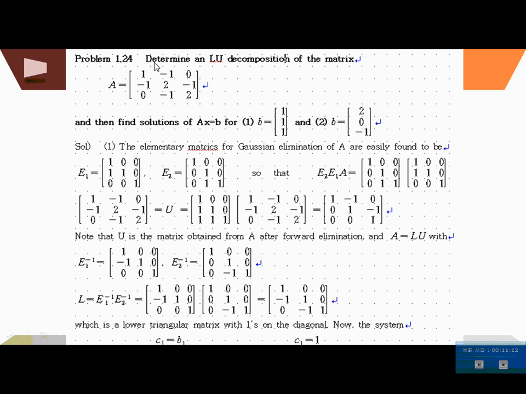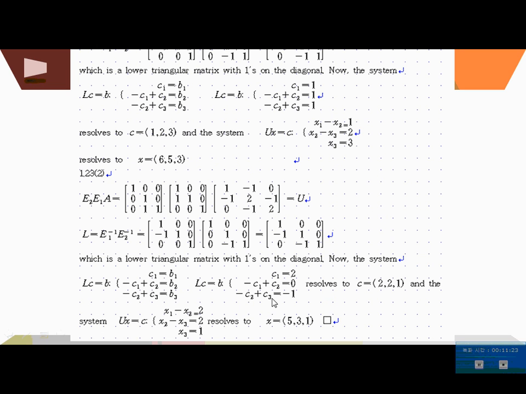I asked you to try to find the LU factorization of a 7 by 7 matrix and solve the linear system of equations to have the proper solution for the system.